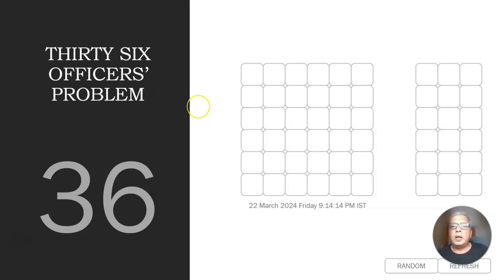Now one has to place the 36 officers in a 6 by 6 grid in such a way that in any row or in any column there is no duplicate in ranks, and in any row and in any column there is no duplicate in regiment.